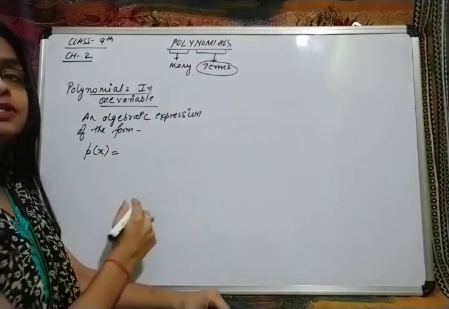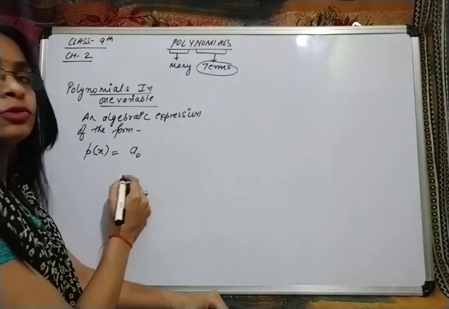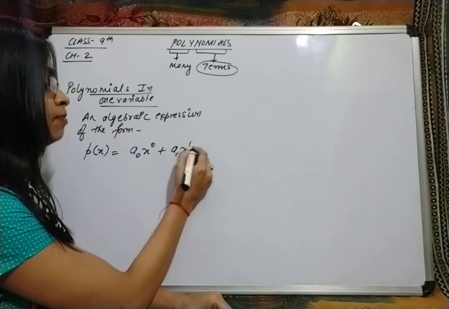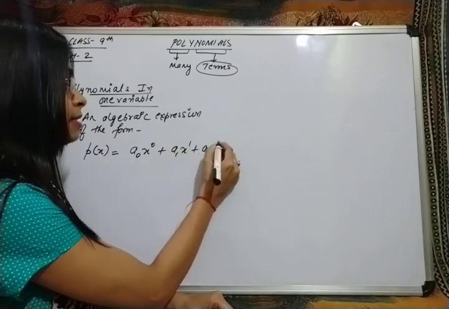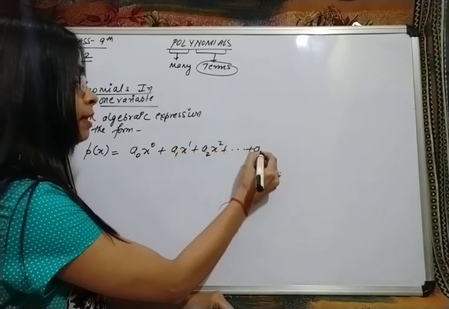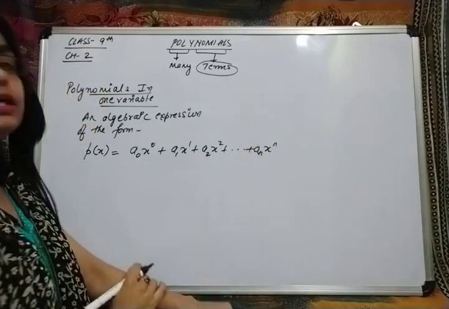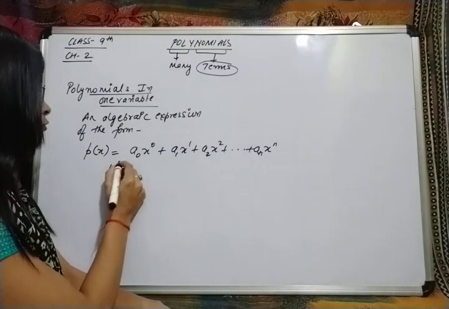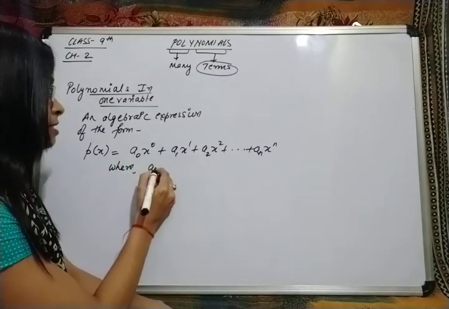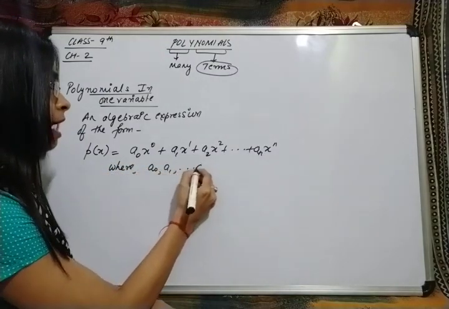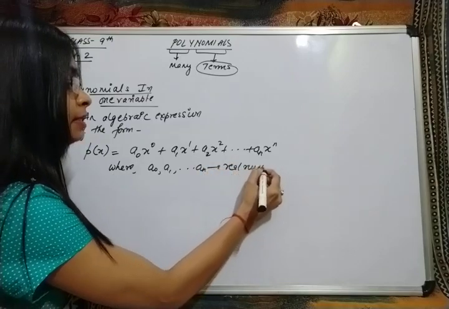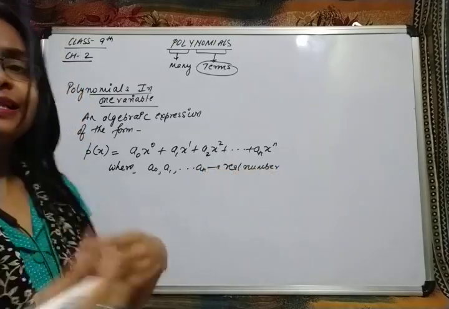So p of x, the general form is a0, the first constant, with x to the power 0. Then a1 x to the power 1, a2 x squared, and so on, and an x to the power n. This is the general form where a0, a1 up to an are real numbers. That is, they can be anything.